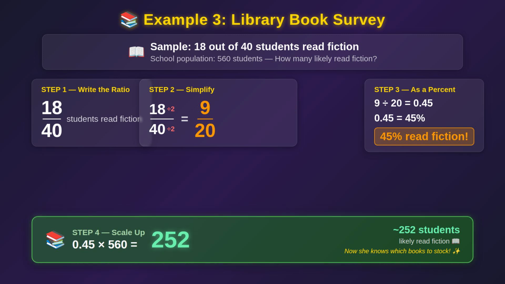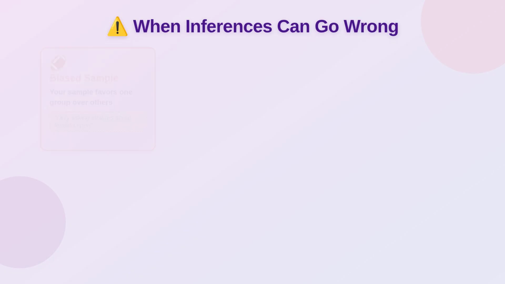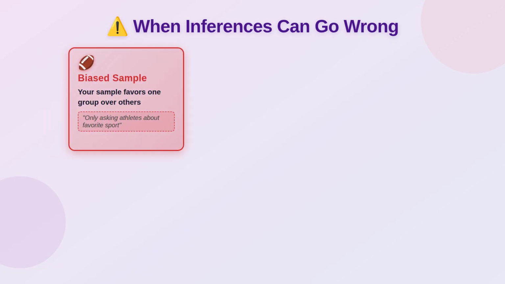Now scale up. 45% of 560 equals 252. So the librarian infers that about 252 students in the school read fiction. Now she knows which books to stock up on.